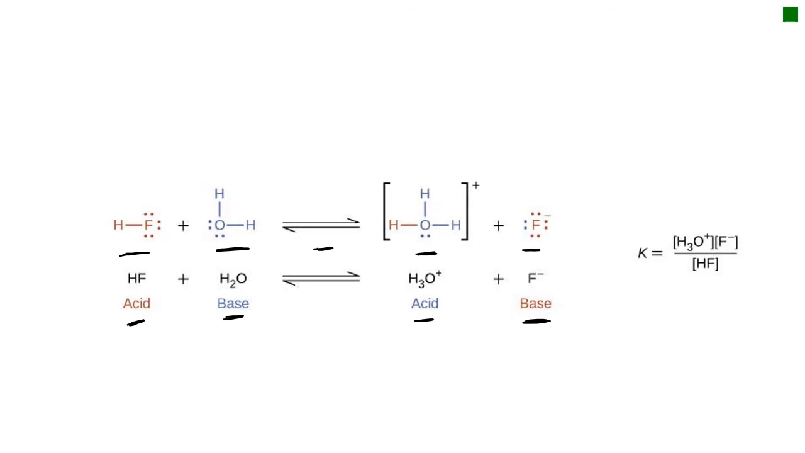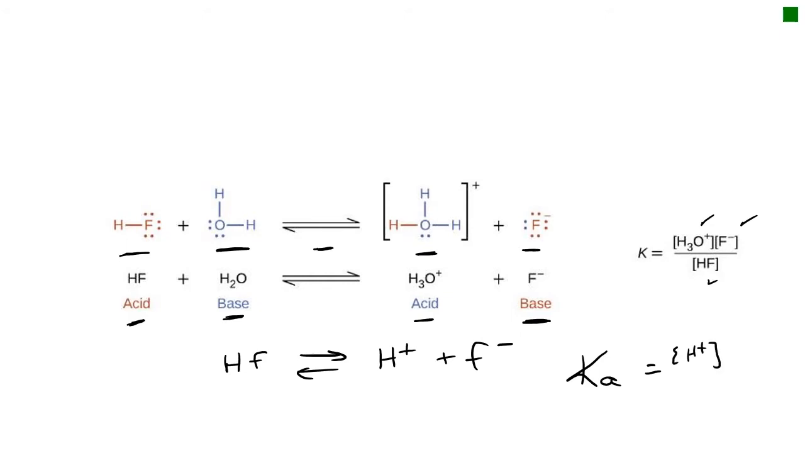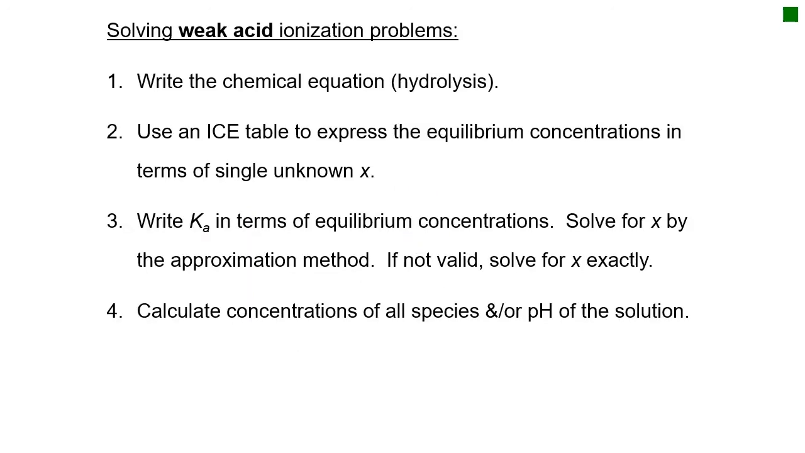Equally shorthanded, we could have HF reacts to make H+ and F-, and the K for this, which we're going to call Ka, the acid ionization constant, is going to either equal hydronium times fluoride over HF, or H+ multiplied by F- over HF. You're going to look up the Kas in the back of your textbook and use them for the problems that we're going to be doing.